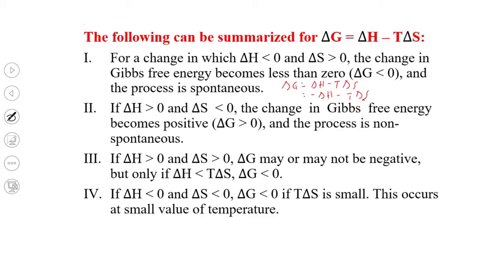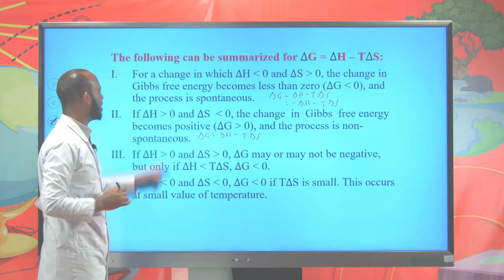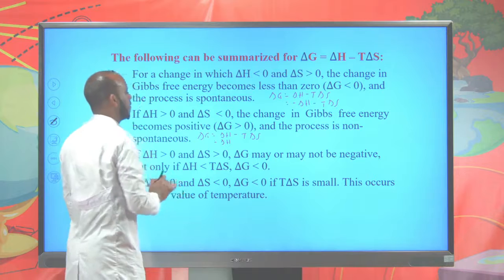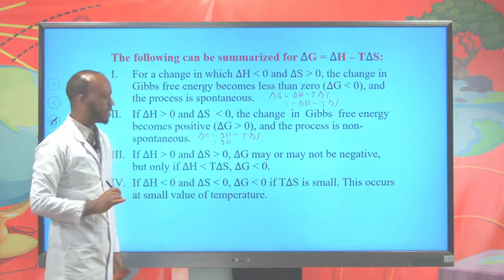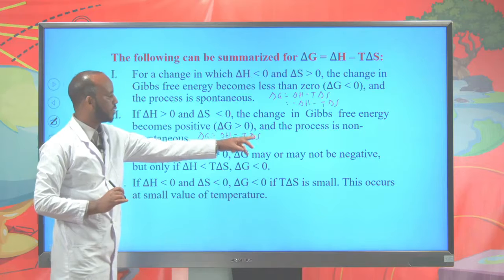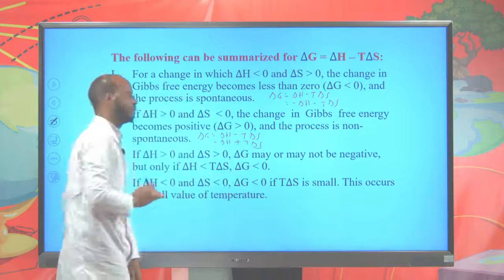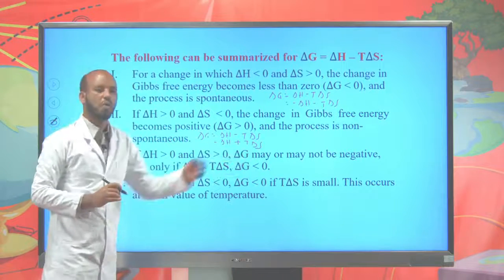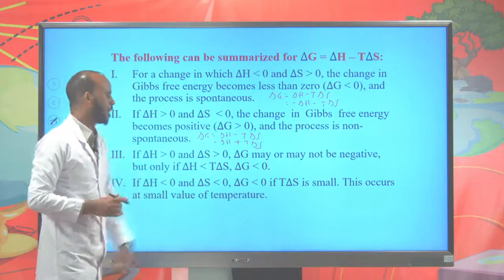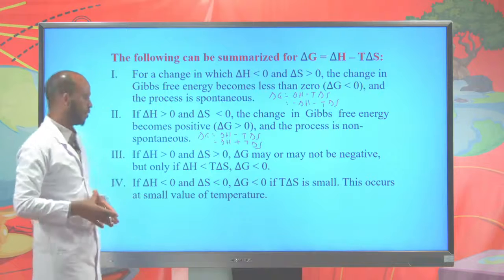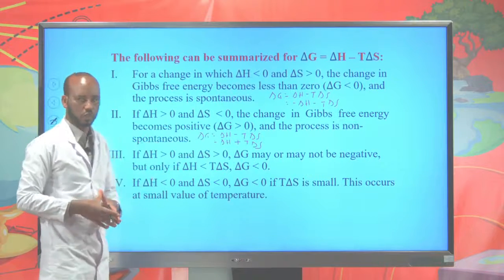2. If delta H is greater than 0, it's positive, and delta S is less than 0, negative, then negative times negative is positive, plus T times delta S. Now this is always positive for all temperatures. Therefore, the Gibbs free energy change delta G is greater than 0 and the process is non-spontaneous.